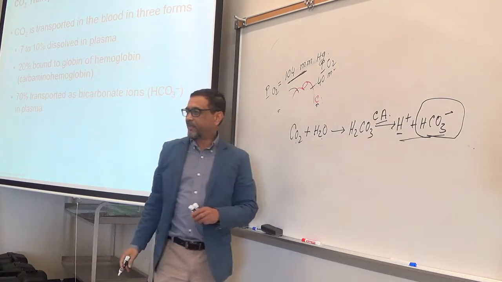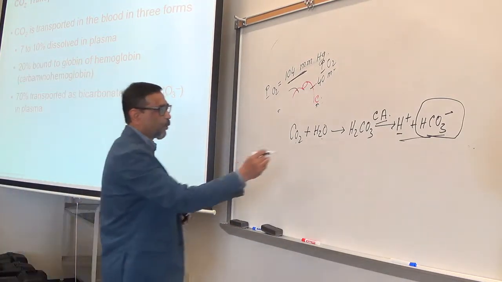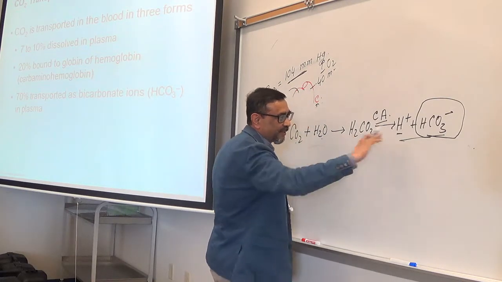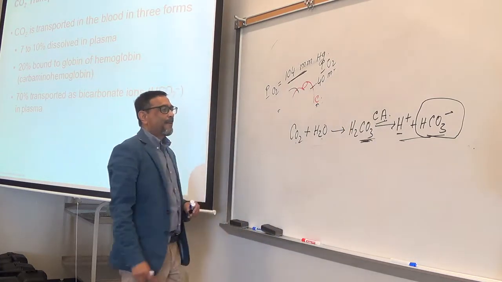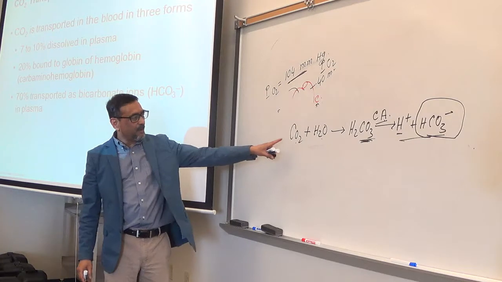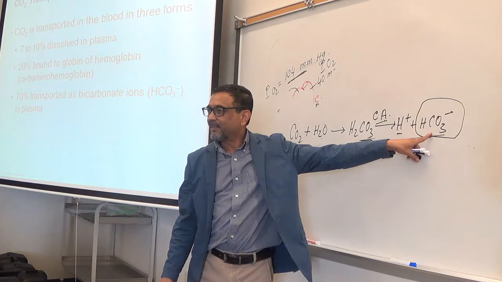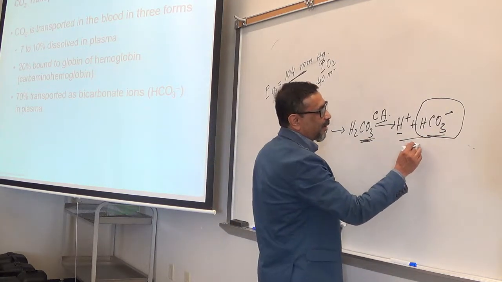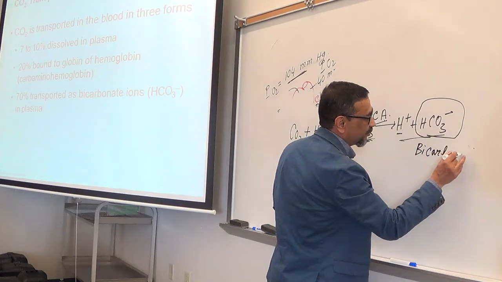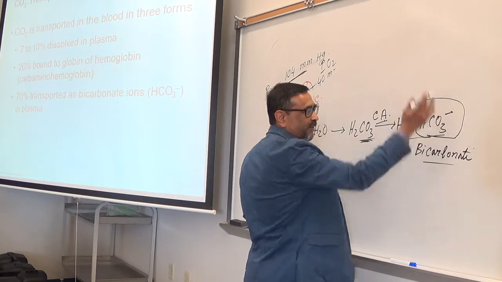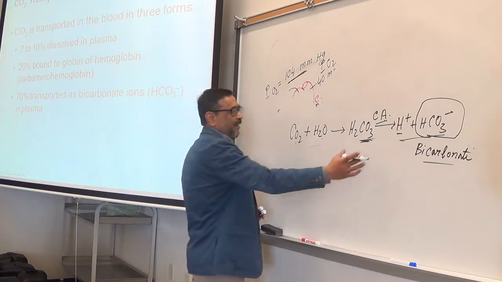Carbonic anhydrase, CA, is a catalyst that helps to quickly break this down. Now you tell me, this carbon dioxide is where? Here, right? In bicarbonate. So that's how the carbon dioxide is transported in the blood, present in the blood as bicarbonate.